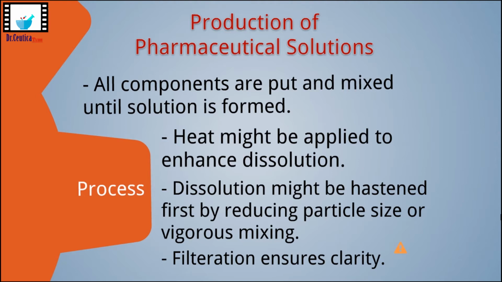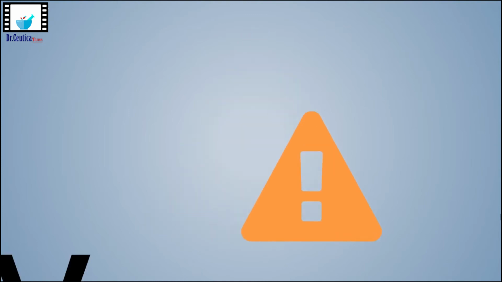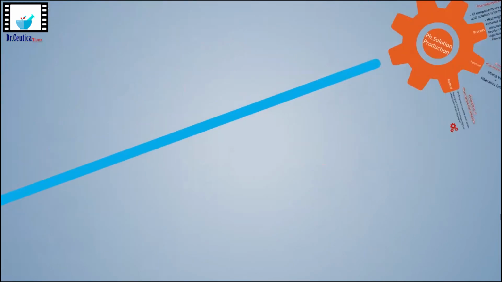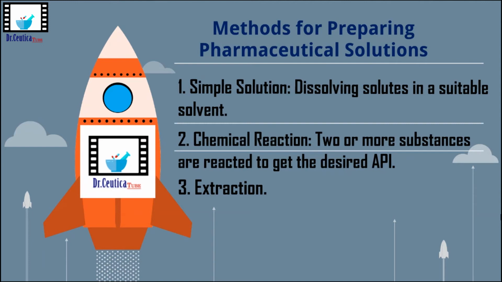An important thing to consider is whether there are any volatile or thermolabile components that can be affected by the heat. If so, they should be added at the end of the process and after cooling to avoid any loss by evaporation or degradation. Now we have our solution ready and we are left only with the filtration to ensure clarity of the final solution. So, to cut the long story short, we put all things together to make the solution. This is referred to as the simple solution technique for preparing pharmaceutical solutions.